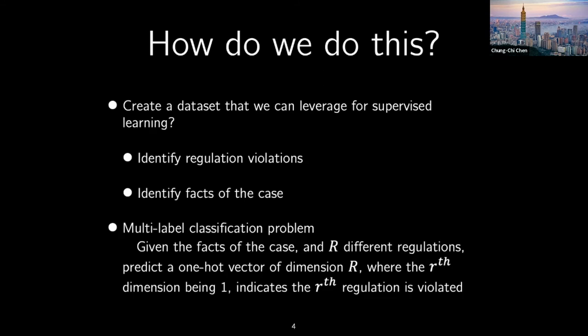Given this dataset, we now pose this as a multi-label classification problem. So given the facts of the case and our different regulations, we predict a one-hot vector of dimension r, where if the rth dimension is flipped or is true, then we know that the rth regulation is violated.